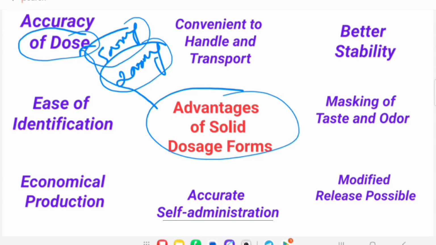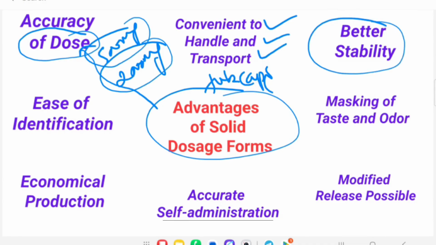Then convenient to handle and transport. We can easily handle the tablets and the capsules; there is no problem with handling and transport. Then better stability: because it is present in solid form, there is less chance of microbial attack, and we can store the product for a longer period of time.